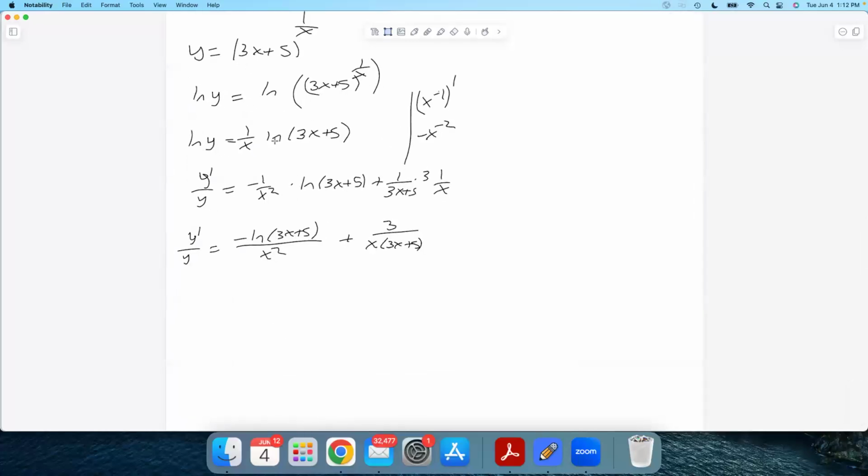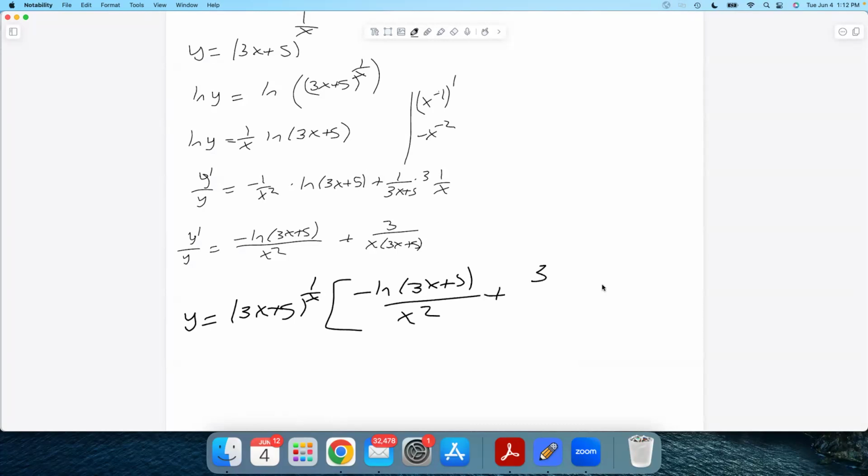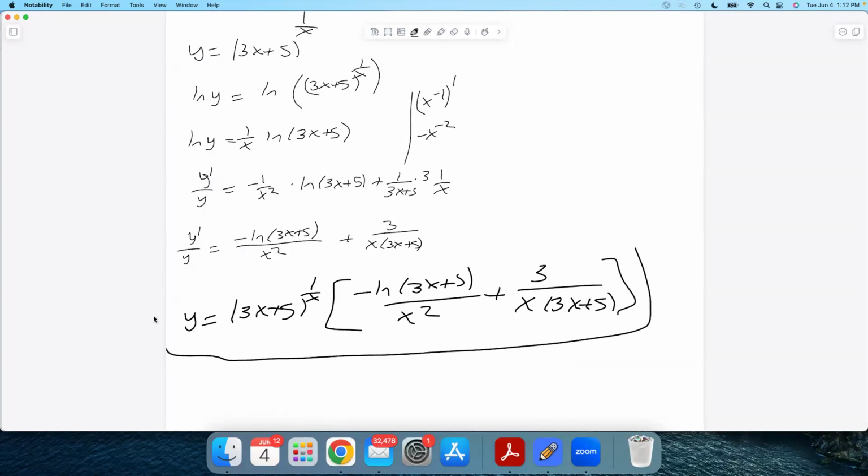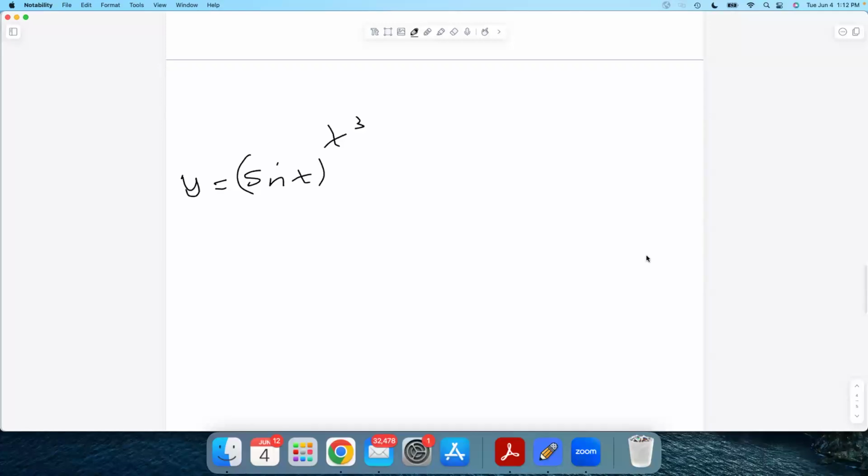Okay, so then y prime, again, because I'm going to upload this, I want the complete solution here, times all this stuff in a bunch of parentheses. And we'll circle our answer. Okay, it looks like I've got another example here. Just trying to do a whole bunch of examples.